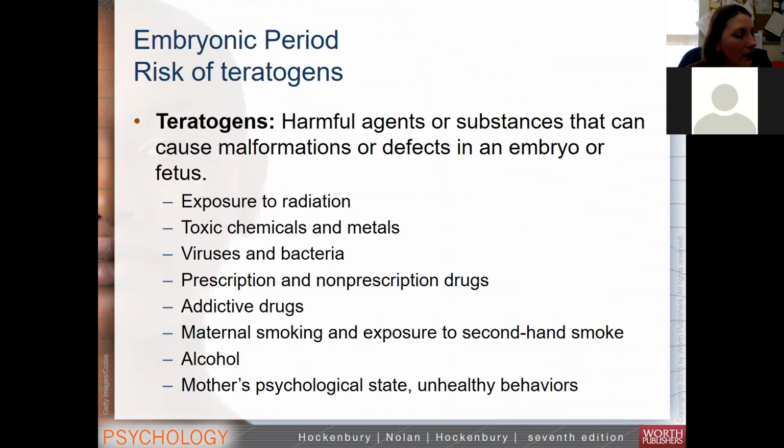Alcohol is a big one. It's kind of sad when you think about it, but the fetus or embryo could be affected in such a way that alcohol can cause fetal alcohol syndrome. Fetal alcohol syndrome is one of those absolutely 100% avoidable conditions. All you have to do is not drink during pregnancy, and that's how you avoid fetal alcohol syndrome.